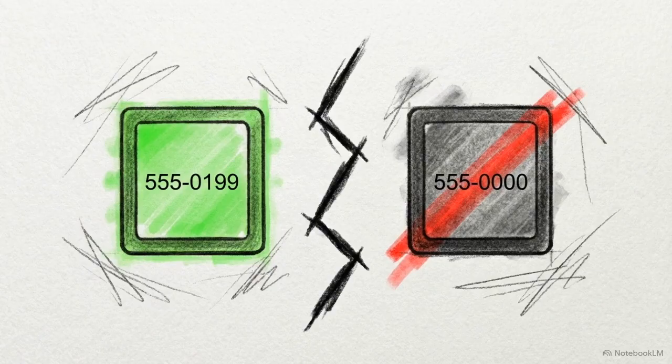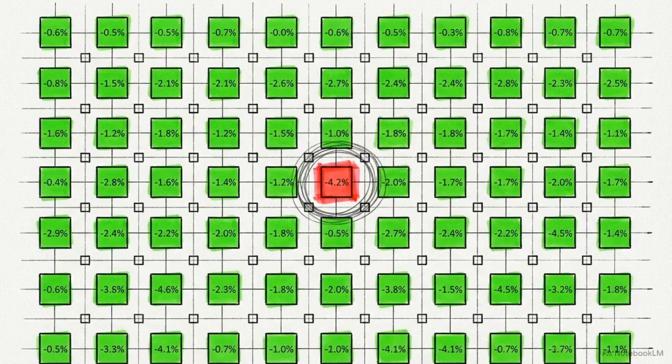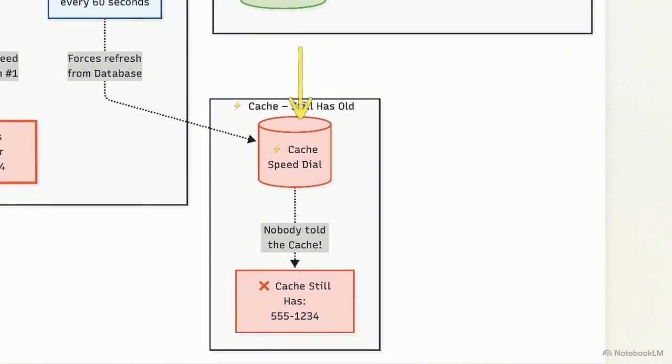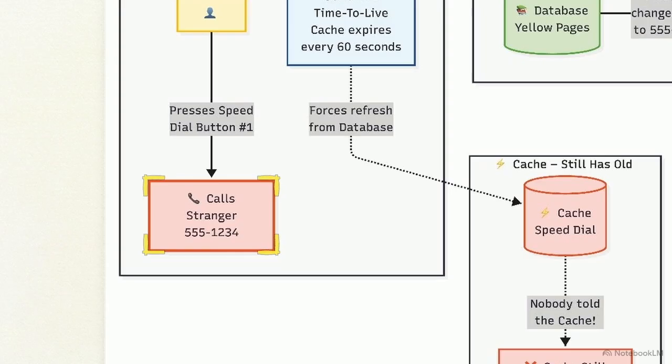There is a famous saying that cache invalidation is one of the hardest problems in computer science. Bypassing the database means you risk serving outdated information to your users, and in a live business environment, bad information is dangerous. This schematic illustrates the threat of stale data. If the pizza place changes its phone number, the primary database updates successfully, but the isolated cache is completely unaware of the change. It continues holding the old number. When you hit your speed dial, the application connects you to a stranger.